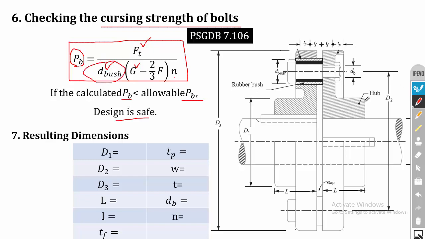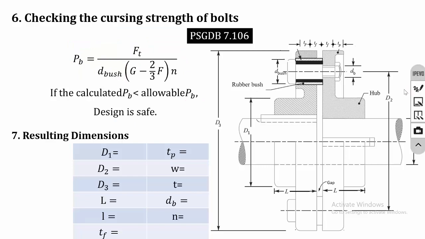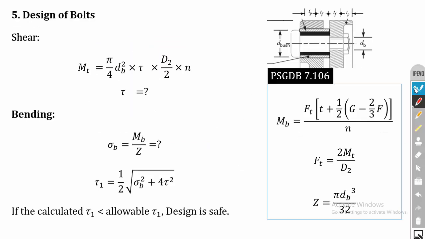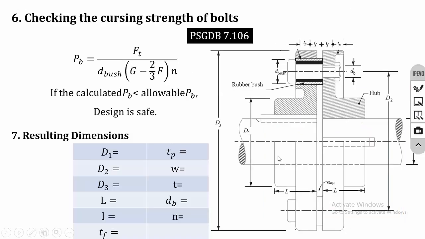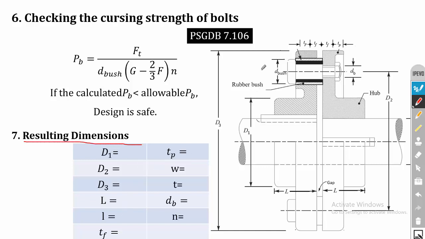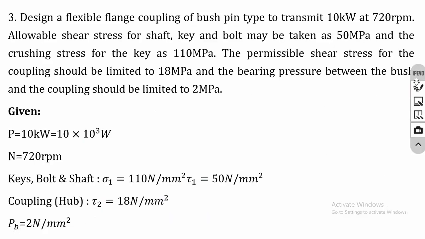Remember that in steps number 5 and 6, you have to be very careful because we are going to use some new equations for flexible coupling. In this equation, you just take the G, F and N values from step number 2 and don't confuse them with your rigid flange coupling. Fine. So finally, after calculating all the dimensions, you can write the resulting dimensions along with the drawing. The drawing is very, very important. Okay, so we will move into a problem so that you will get a clearer idea.